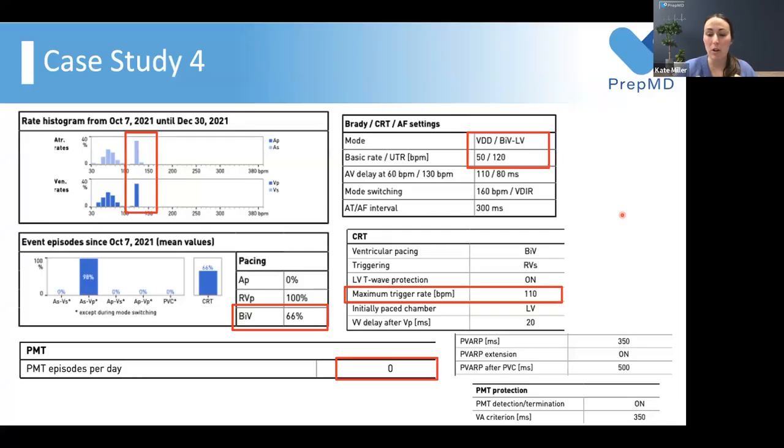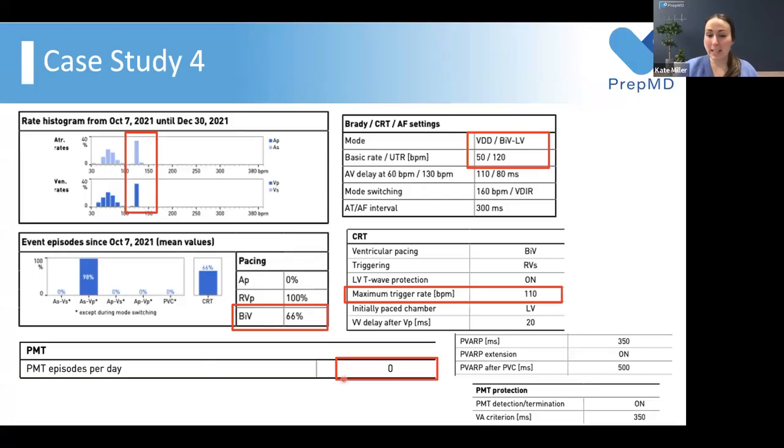And some things I want to call your attention to, the histograms primarily. So if you look at this histogram, and Keith mentioned this a moment ago, you see this big clump of atrial sensing and ventricular pacing right around that 120 rate bucket. So that's interesting. Definitely want to look into what's causing that. And then we have a decreased BiV pacing percentage. This one's 66%. So of course we want to figure out what's causing that decrease in pacing percentage.